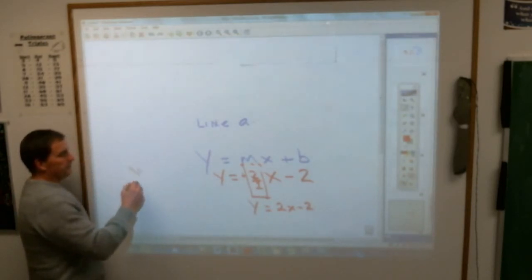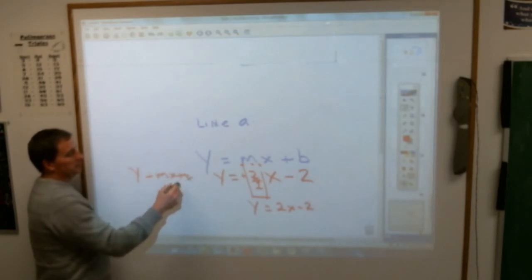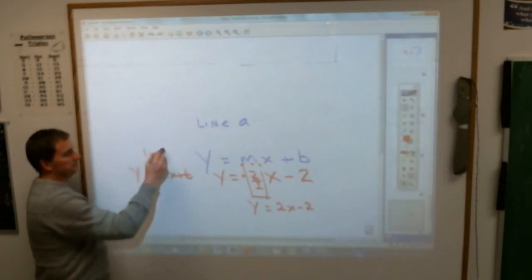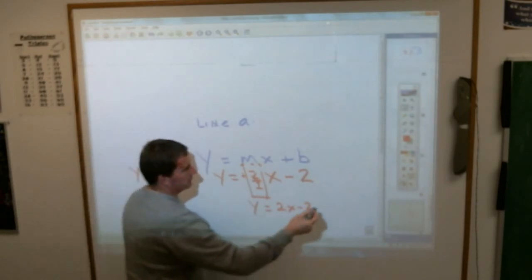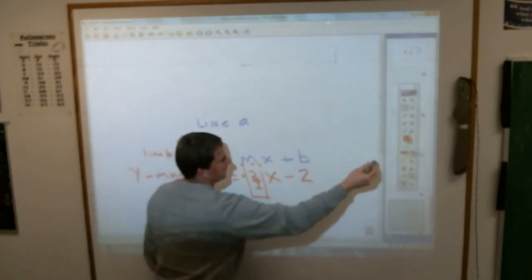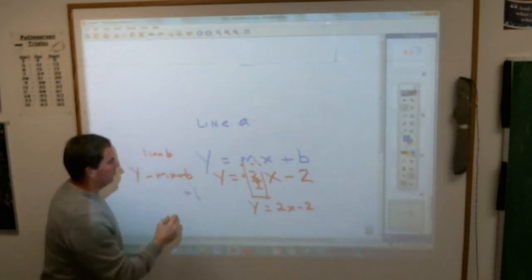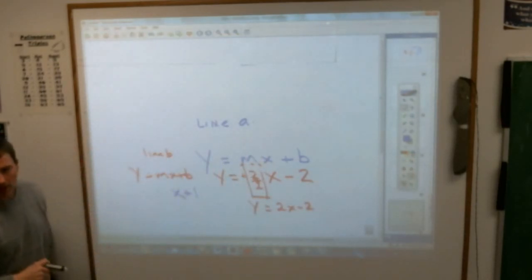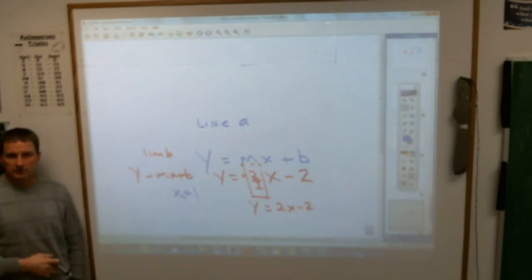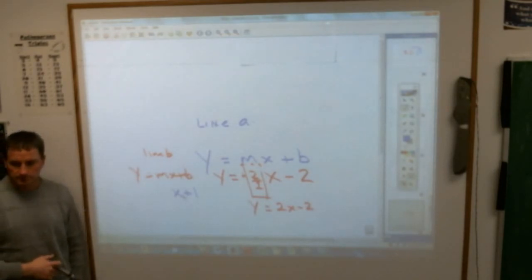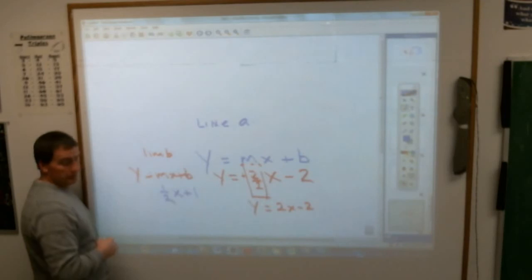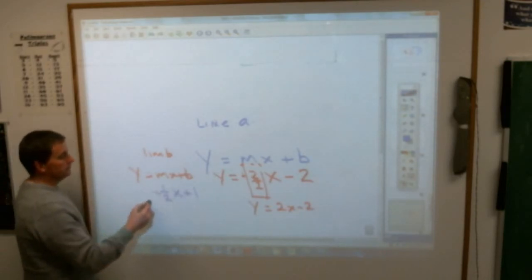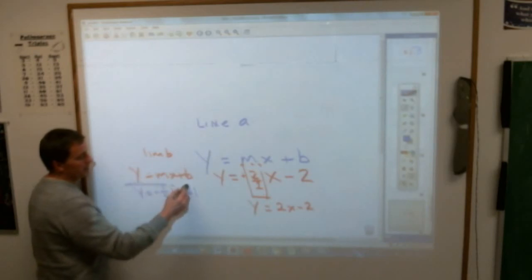How about line B? Y equals mx plus b. Where does line B cross the y-axis? Alex? Positive 1. And then you just have to give what its slope is. How high is that triangle over how wide is that triangle? Caleb? 1 over 2. Is it positive or negative? Going uphill? Yep. So there is your equation of that line.